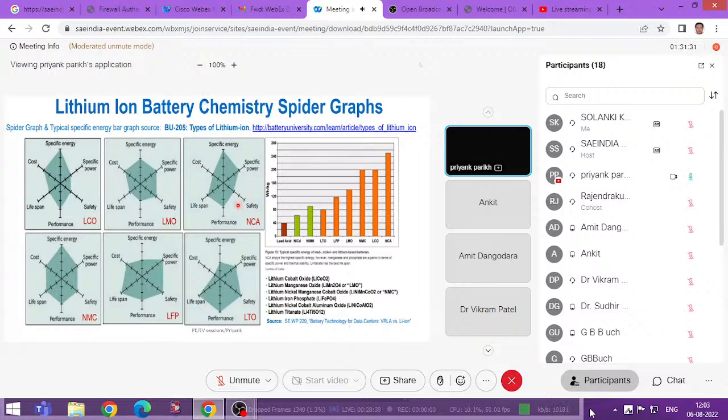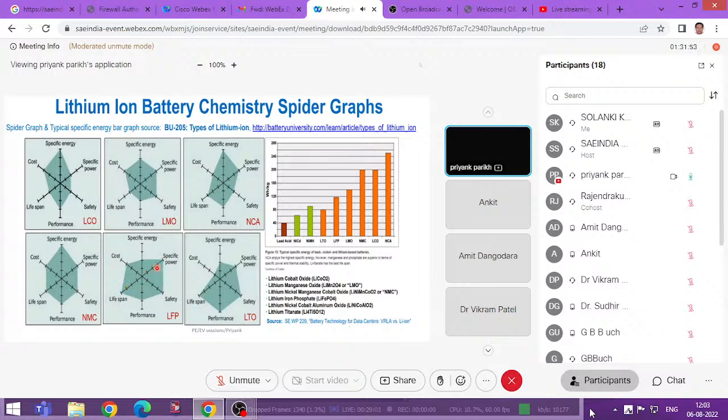the previous chemistry. Right. When I talk about LFP, very high on safety. Okay. Even though its specific energy is less, it's very high on safety. Specific power is very good. Cost, even though it appears same as NMC over here, but LFP's cost is less than NMC. Okay. Lifespan, again, huge. And performance is a bit less than NMC.